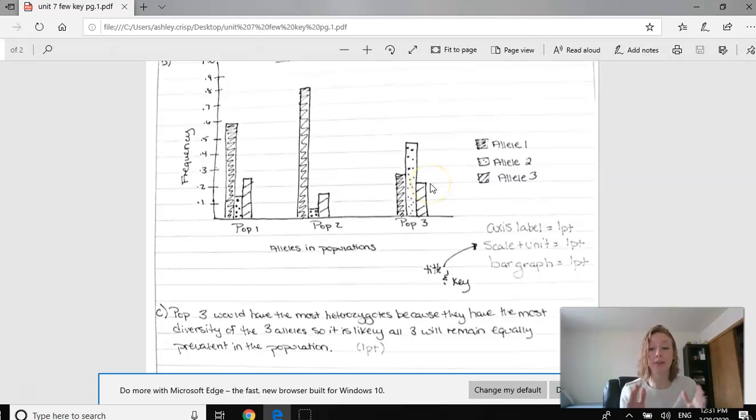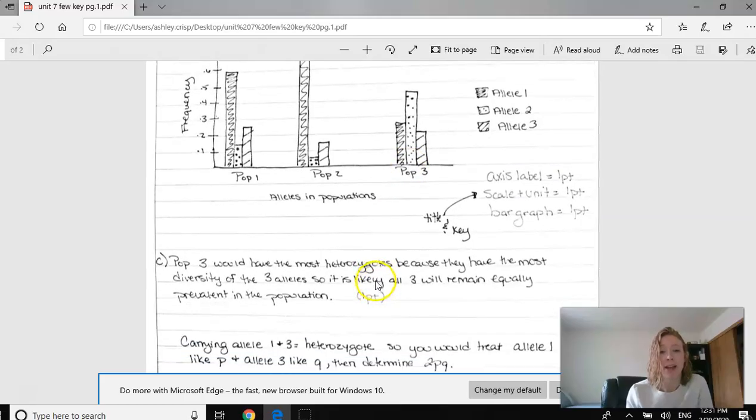So in terms of heterozygotes, in this case, it could be a mix of 1 and 2, or 2 and 3, or 1 and 3. It just means that it contains 2 different alleles. That's the true meaning of what a heterozygote is. And the likelihood of that happening is way higher in population 3.